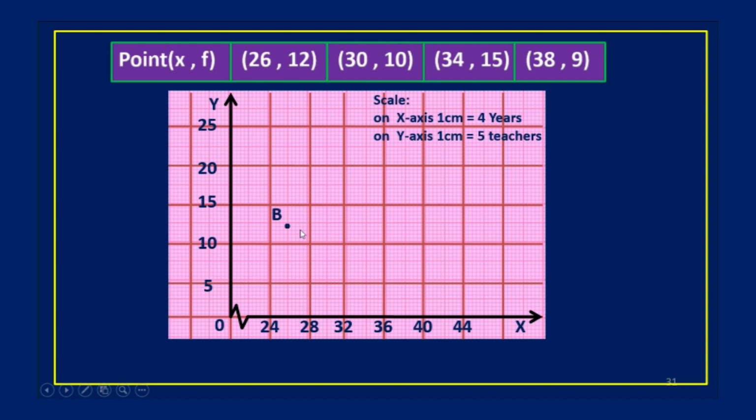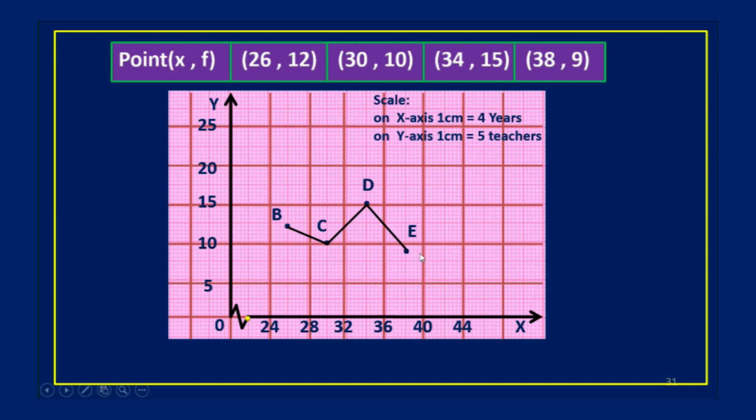Next point 30, 10. Next point 34, 15. Next point 38, 9. See children, here we have 4 points. I am naming the points as B, C, D, E. Now, what do you have to do, children? You have to join them. I am joining B, C, C, D, D, E.